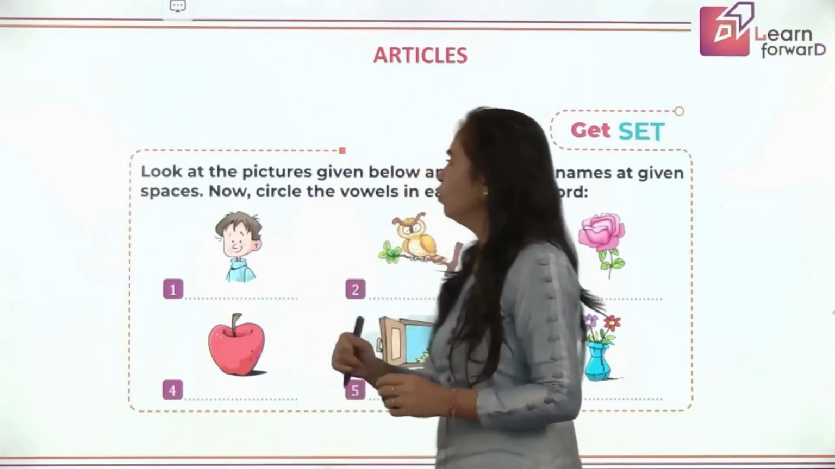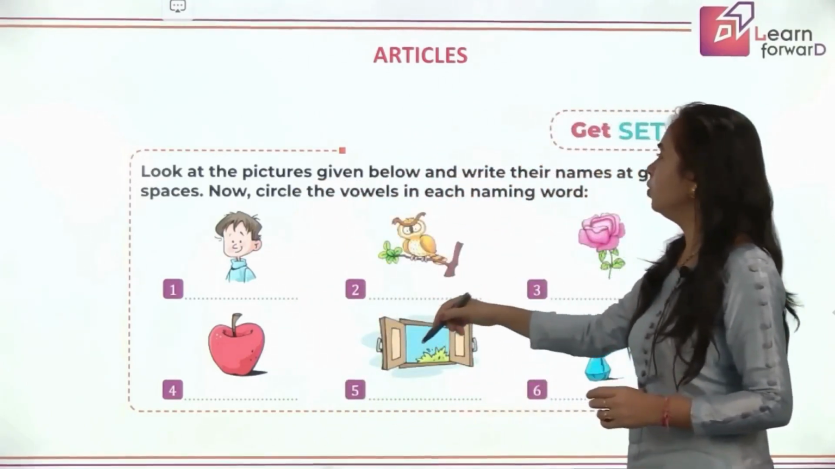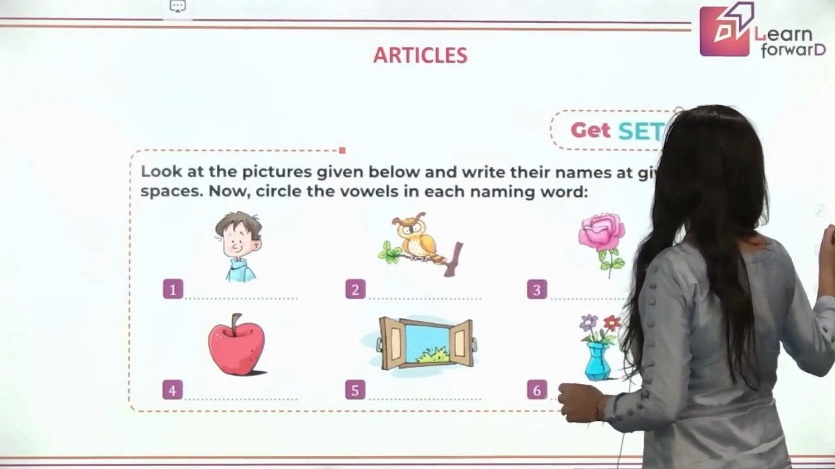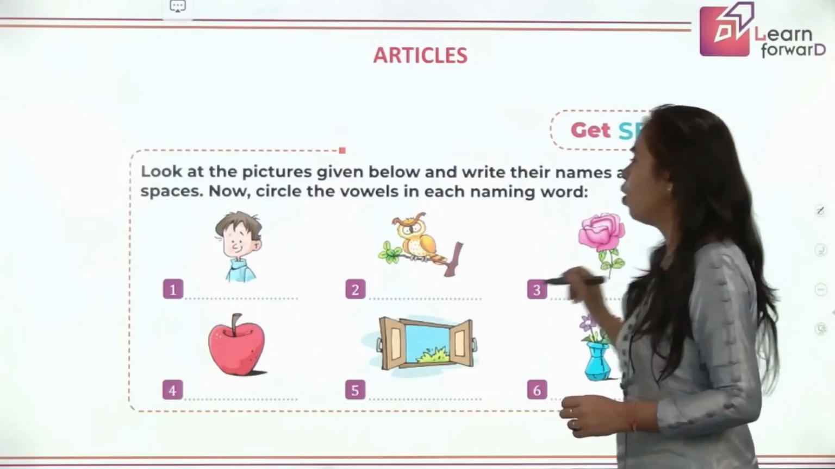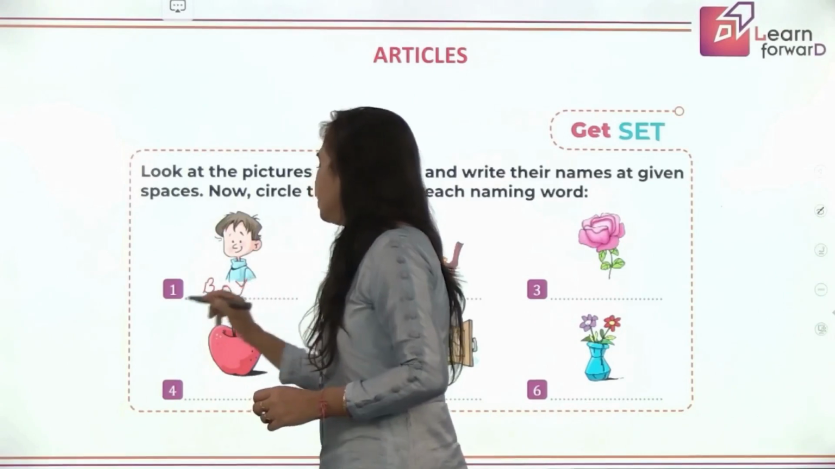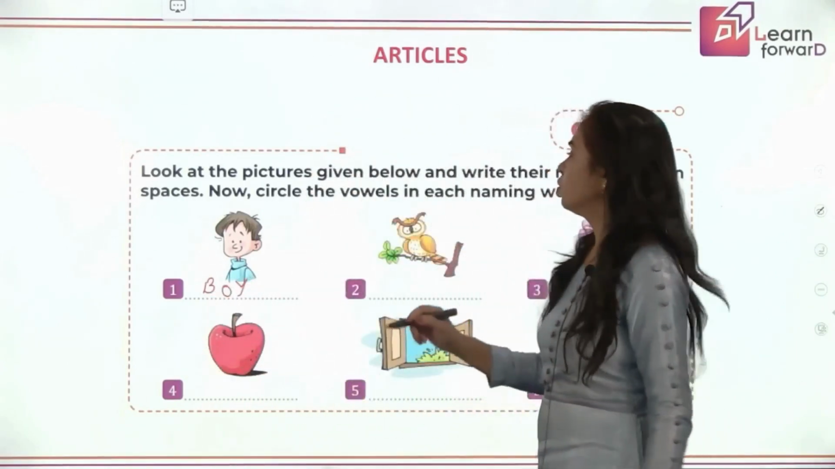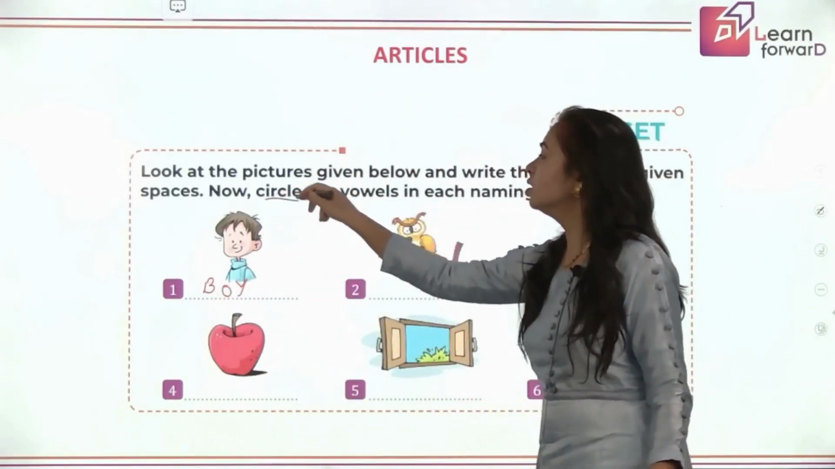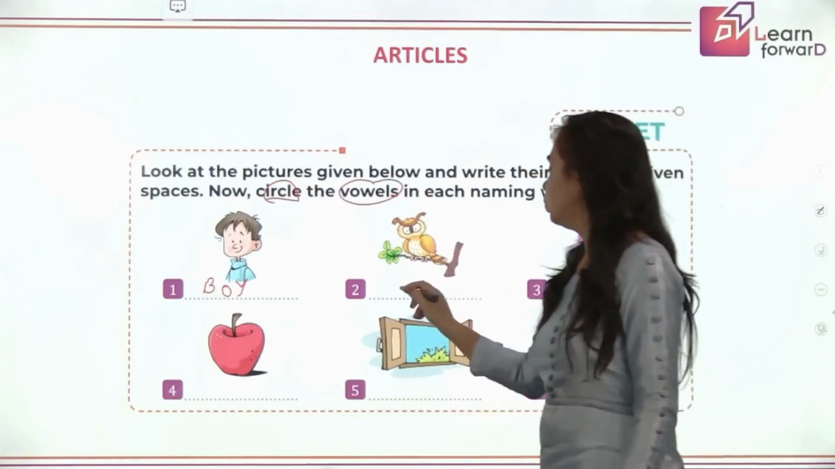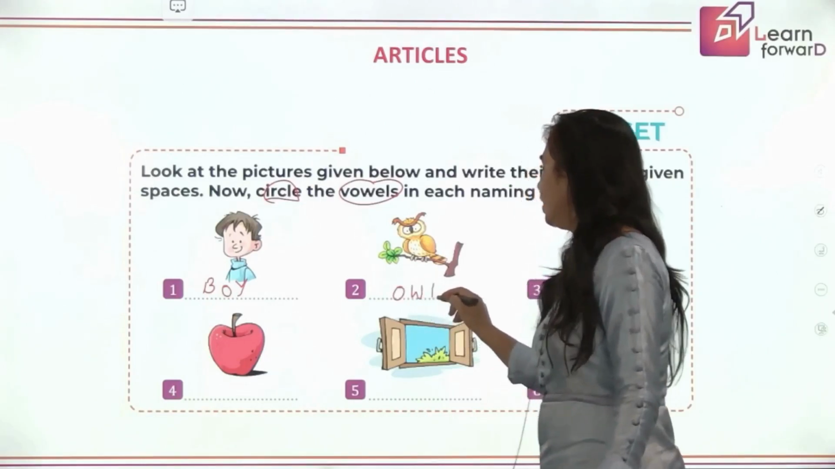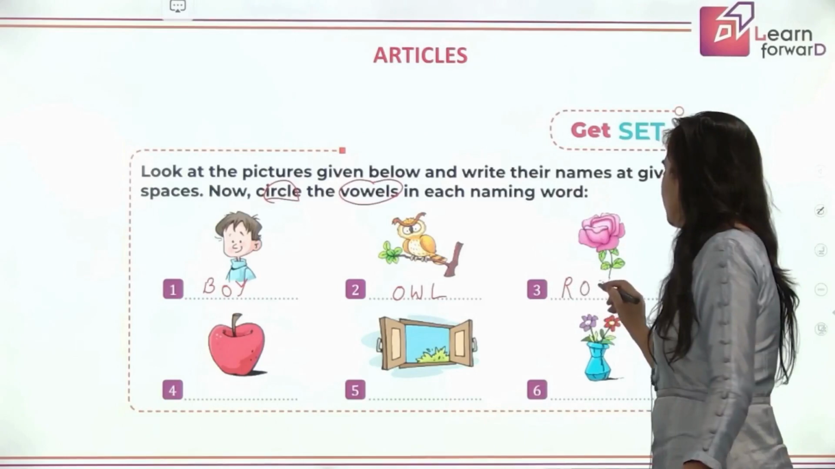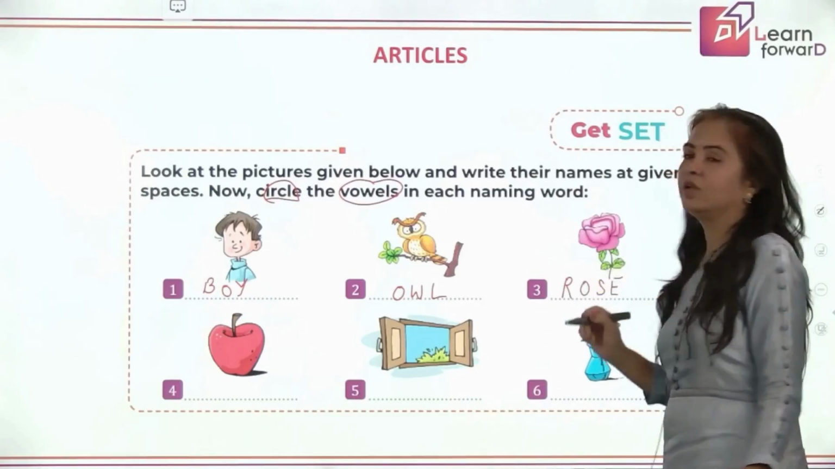Let's quickly move on now. Look at the pictures given below and write their names first. What is the first word, children? That is a boy. Let me write in capital letters so that we can identify the vowels easily, because we have to circle the vowels here. Now this is an owl, O-W-L. This is a rose. You can write flower also, but specially it is a rose, so we are going to write rose.